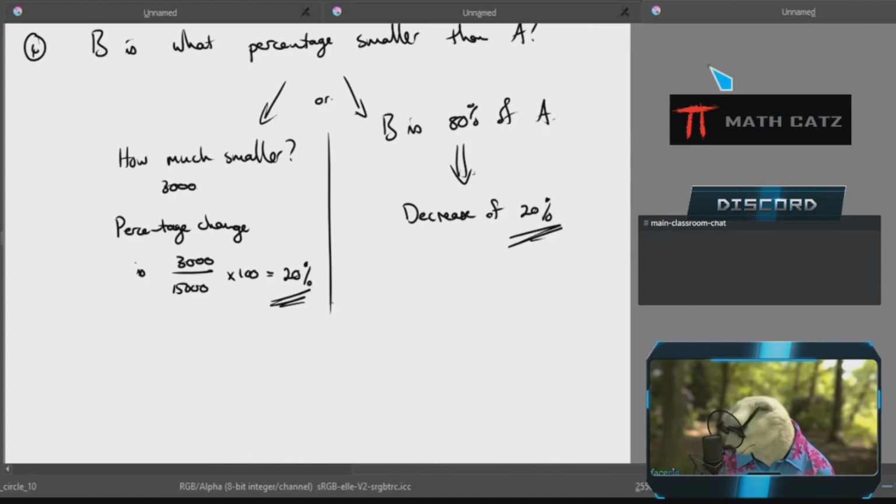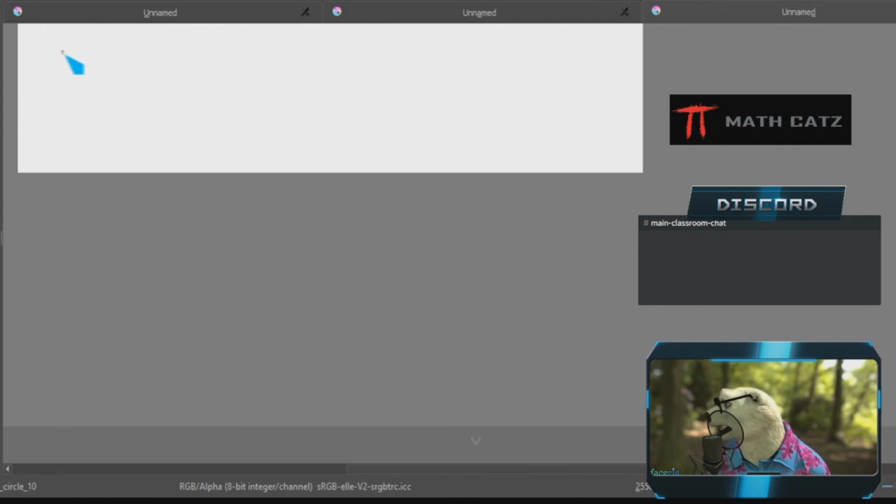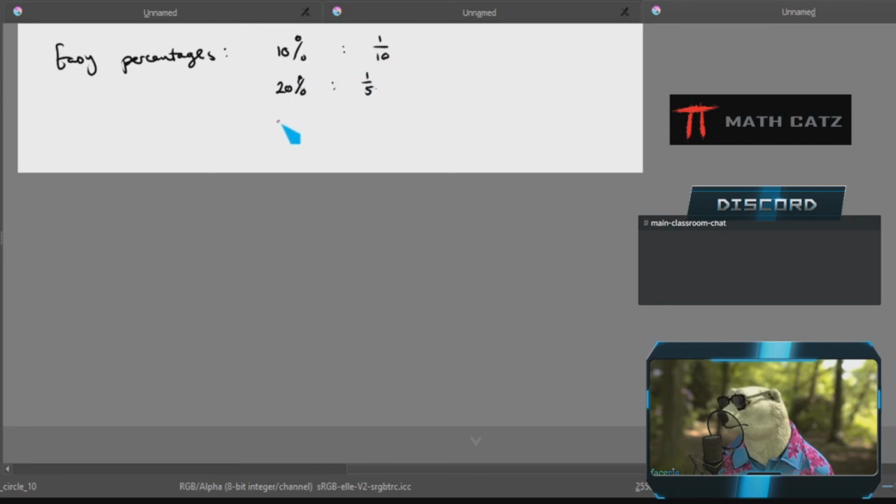So let's just sort of highlight that. We'll just talk through it. I'll do it over here. Let's say here, easy percentages. Sometimes I can get very close, sometimes I can't. Definitely 10% is an easy one. Just a tenth, so dividing by 10. 20% would be a fifth.